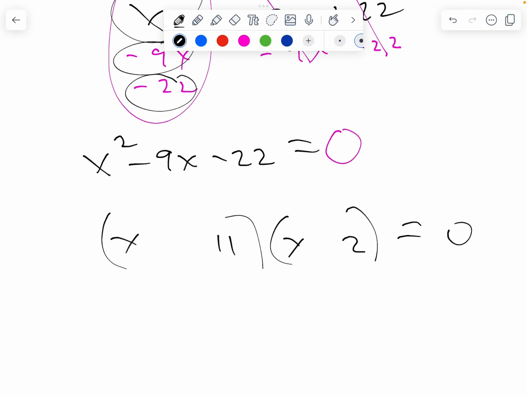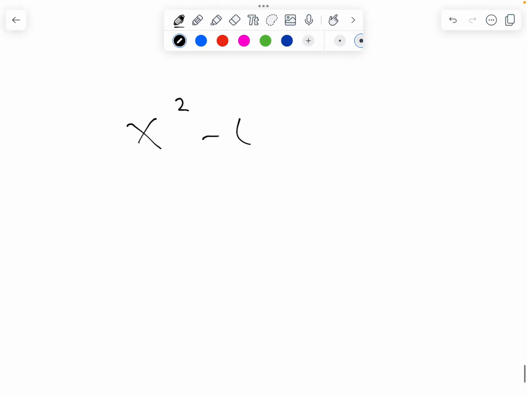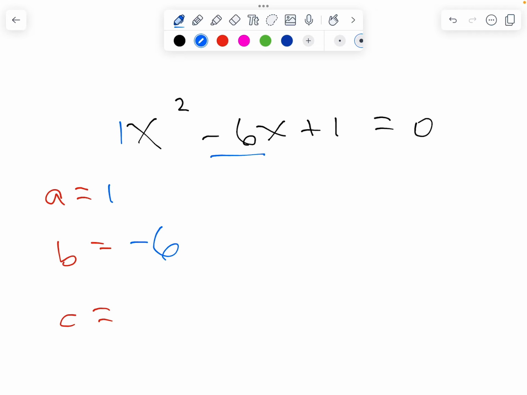Okay. Now, sometimes you have something that just won't factor. For example, x squared minus 6x plus 1 equals 0. So this doesn't factor, so we have to use the quadratic formula. And a little review, we've got a equals, b equals, c equals. A equals 1, b equals negative 6, and c equals 1.